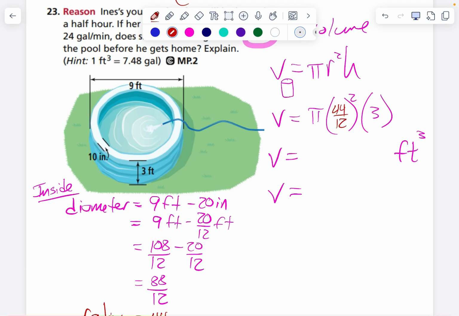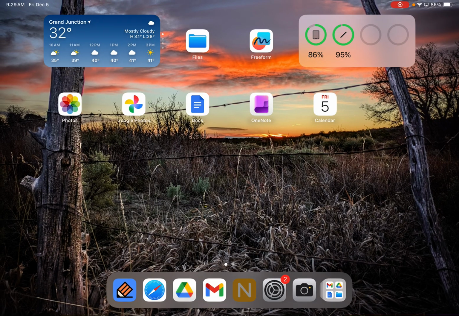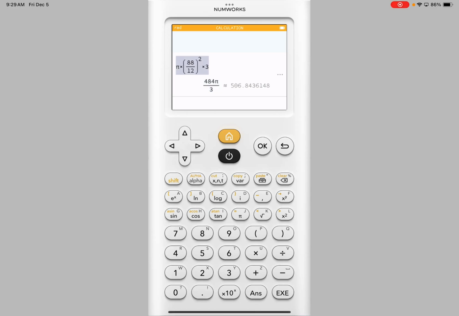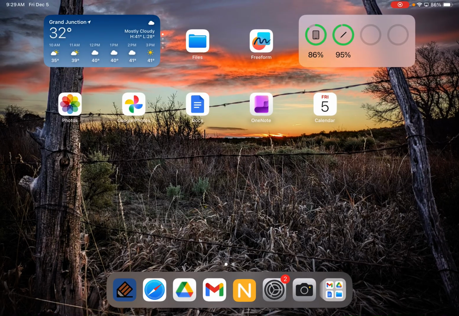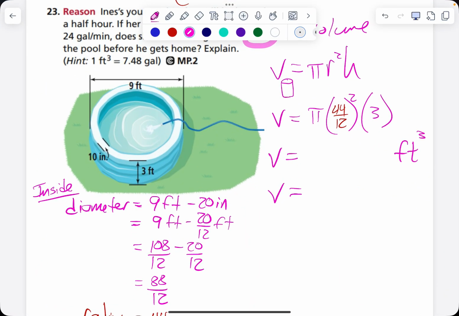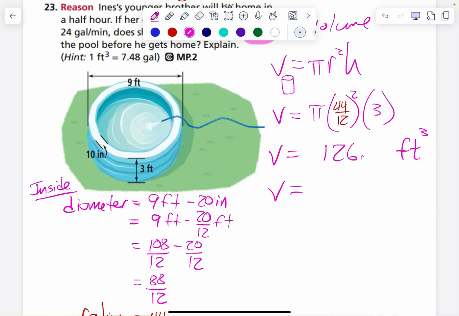On these calculators, it's nice to just be able to go grab that and change that top number to a 44. All right, that's better. 126.7. So we're going to be here all day otherwise. Okay. Anyway, what do we do with that? That's not gallons, that's cubic feet.